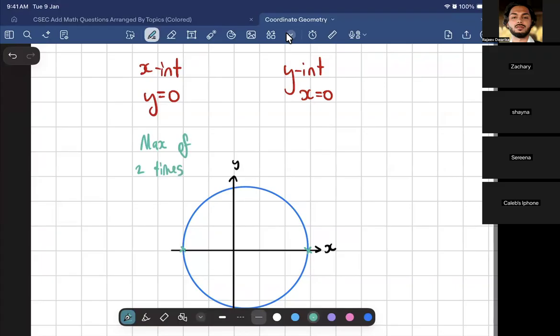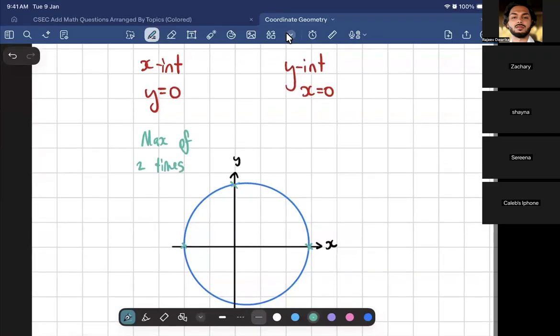If we're talking about the y-intercept, it's the same story. You're seeing that it cuts the y-axis 2 times. Yes, sir.